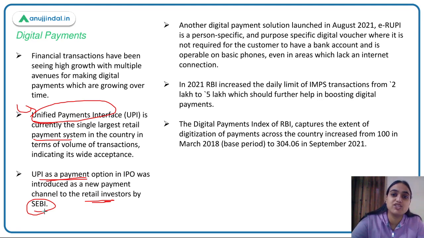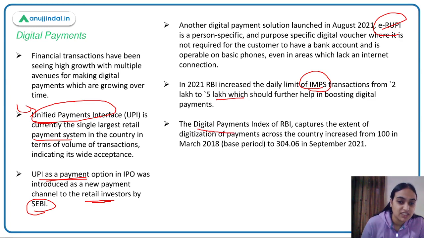Aur kya kya hua digital payments related is past year mein? e-rupee was introduced, our electronic vouchers, right? So there is no need to have a smartphone, there is no need to have an internet connection for this e-rupee. Is pe maine alag se ek session liya tha, if you want you can go and watch that session. Then IMPS ki limit increase kar di gayi thi from 2 lakh to 5 lakh.